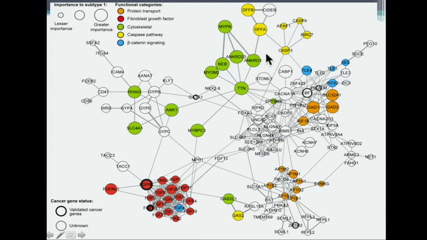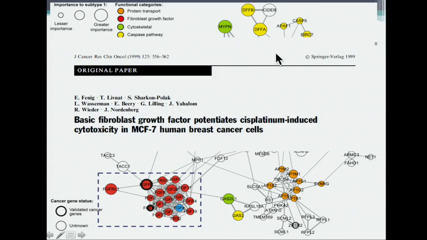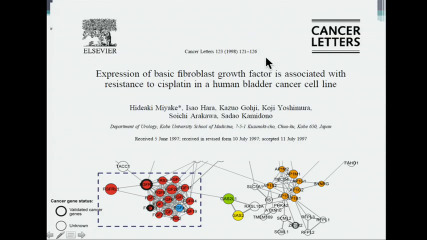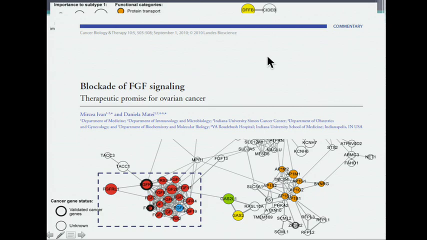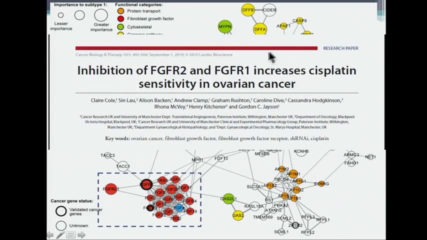A second result, which has been discussed here today, is this FGFR pathway. It has been discussed in the context of other cancers, but there is a significant amount of work that shows that the FGF pathway is tied to platinum resistance in human bladder cancer and, finally, here in ovarian cancer, in two recent papers.